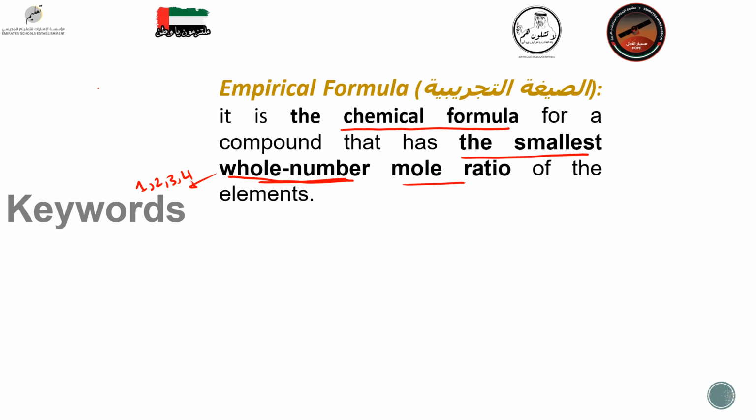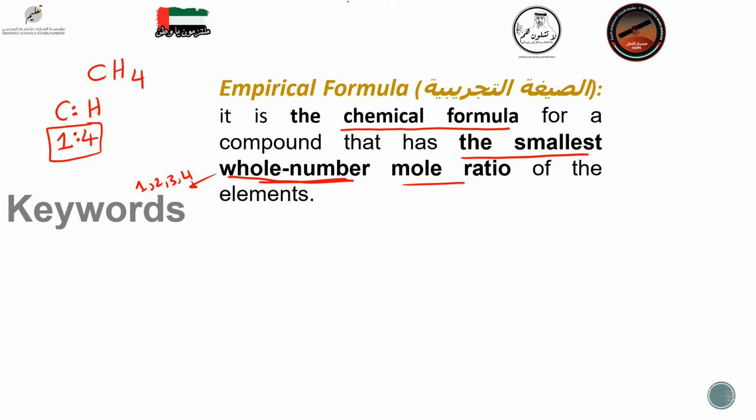For example, if I have a compound CH4, what's the ratio between C and H? How many C do we have? One, right? And one H... I mean four H. So it's 1 to 4. Is this the lowest whole number ratio? Can I divide? Is there a common factor here?